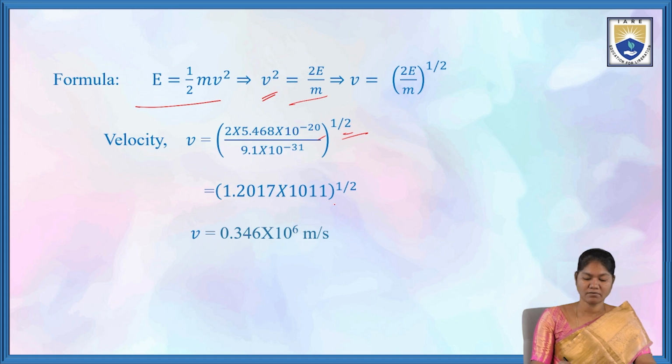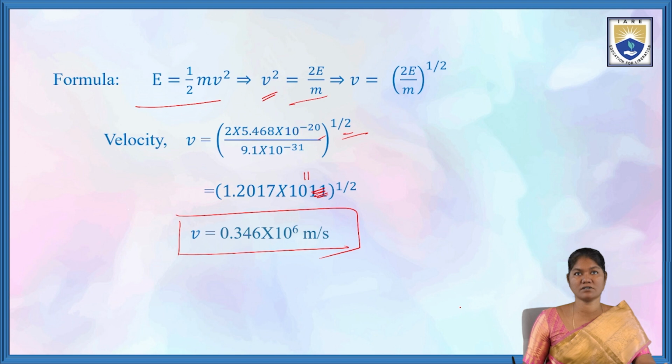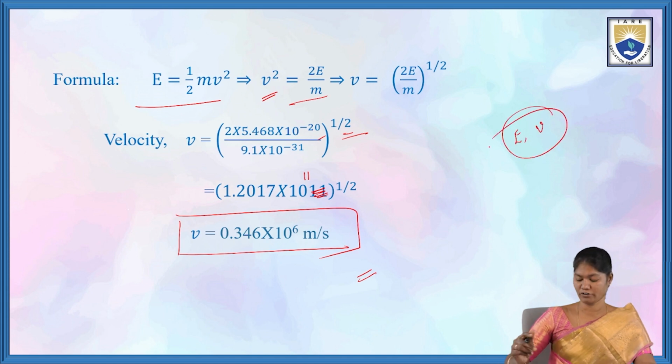Simplifying this, 1.2017 into 10 power 11 whole power half. So we got the velocity v is equal to 0.346 into 10 power 6 meters per second. Likewise, when the wavelength has been given, we use the h value, mass of the particle and charge of the particle, so we can easily find the energy and the velocity of the particle.